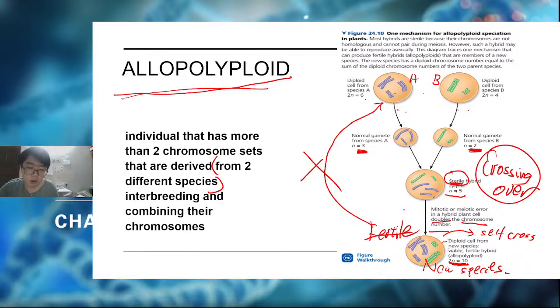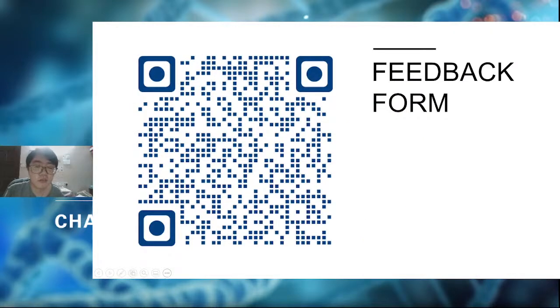Okay, so finally, the end of this live. In this live, I focused on chromosomal mutation. There are 2 types of chromosomal mutation: chromosomal mutation in structure and chromosomal number mutation.